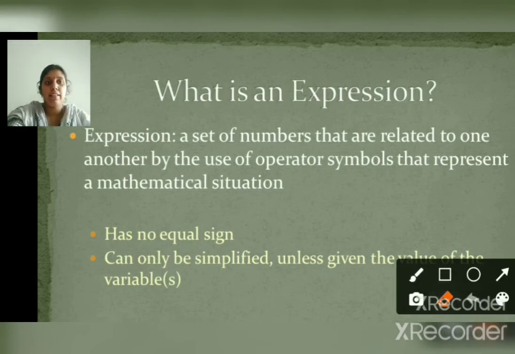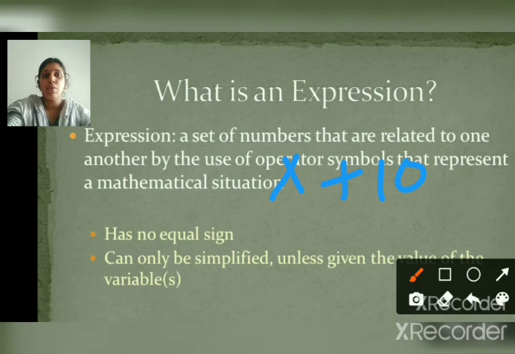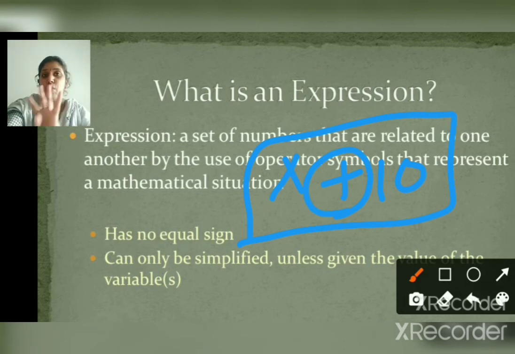Now look at this example, x plus 10. In x plus 10, x is there and 10 is there. X is a variable, and 10 is a number. So they are related. X plus 10, they are related by an arithmetic operator symbol. There are 4 arithmetic operations: addition, subtraction, multiplication and division. Here the operator symbol used is addition. So x plus 10 is an example of an expression.